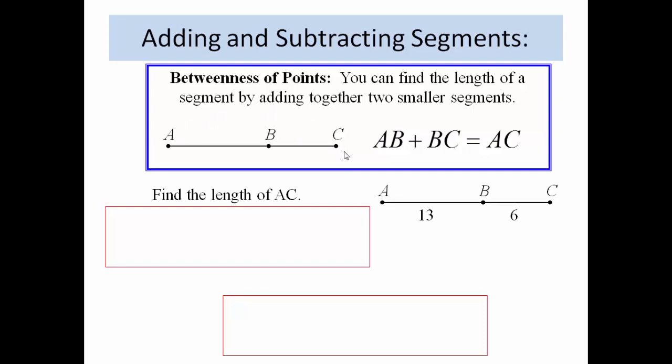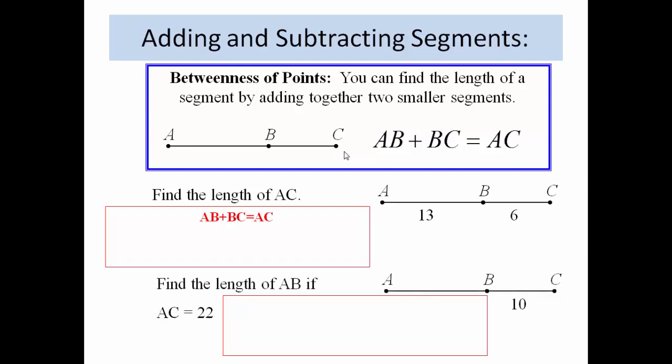So here's our first example. Find the length of AC. Now I know that this is a very basic example, but I recommend always writing out the betweenness of points equation. So we're going to add together our two smaller parts and set it equal to our bigger part.